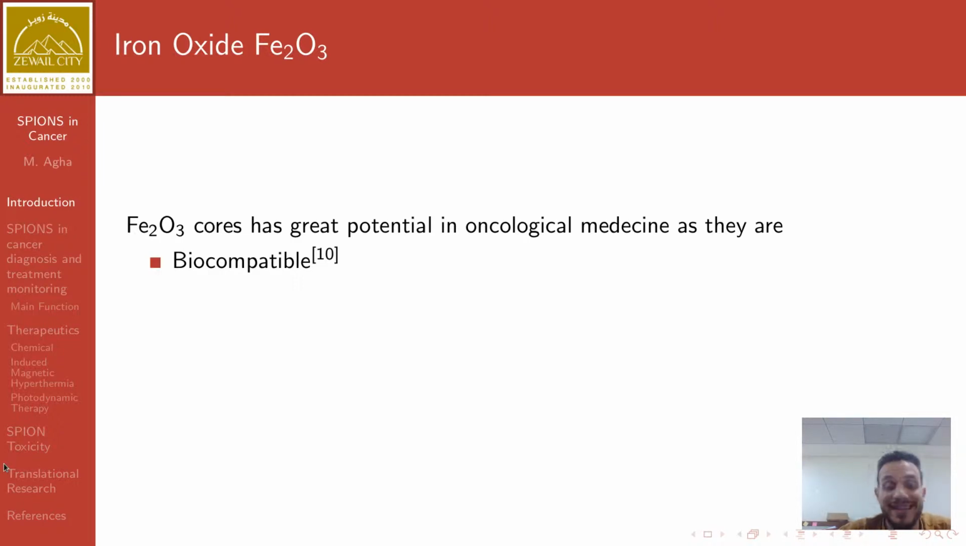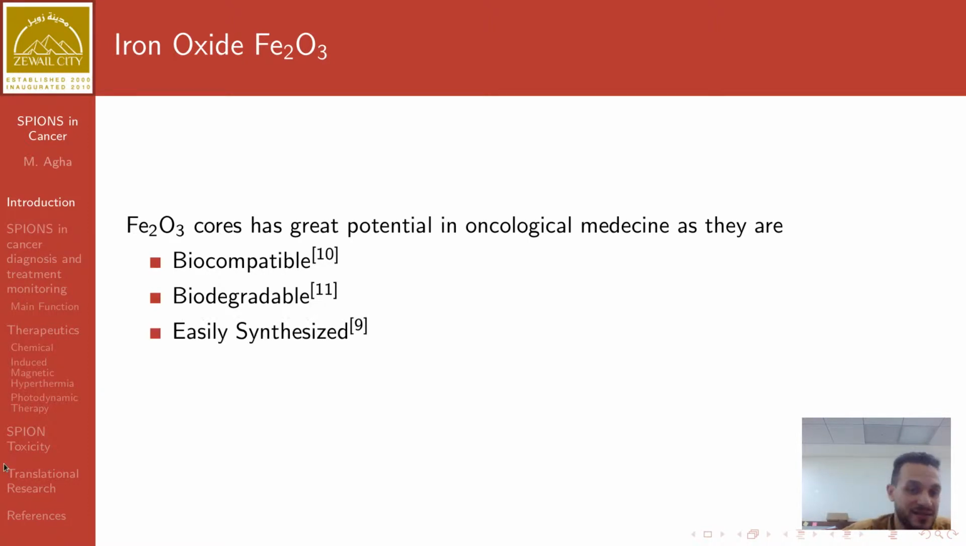So, the iron oxide Fe2O3. The iron oxide has great potential in oncological medicine, as they are, of course, biocompatible, biodegradable, easily synthesized, and easily functionalized, meaning that we can have a core of magnetite, which is the magnetic nanoparticles, and then we can add more functionality to that core, thus incorporating it into something else that is more powerful.